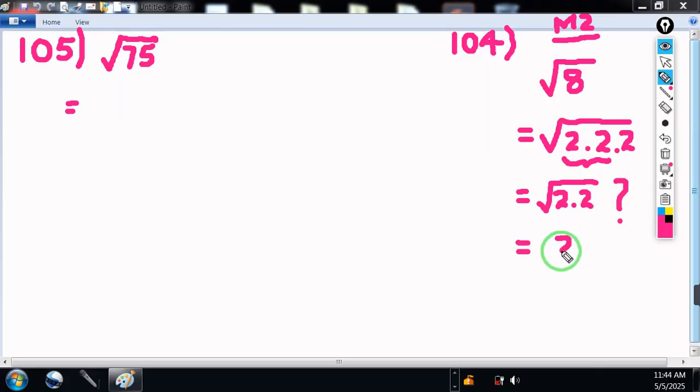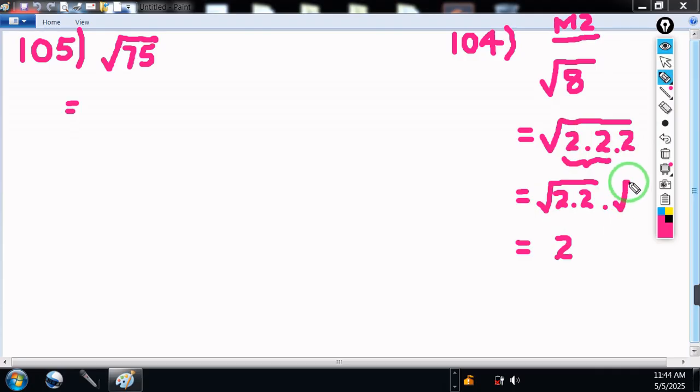Teacher, how? Very easy, 2 times 2 is 4, so root 4 is 2. Oh, so easy, teacher. Yeah, so easy, student. But there is also one more 2 here. You must not be careless and let go of that.